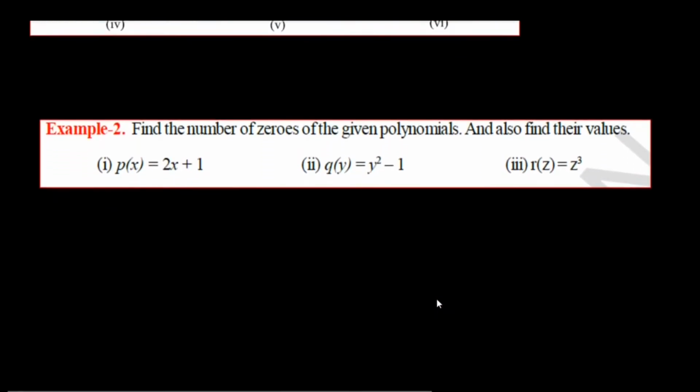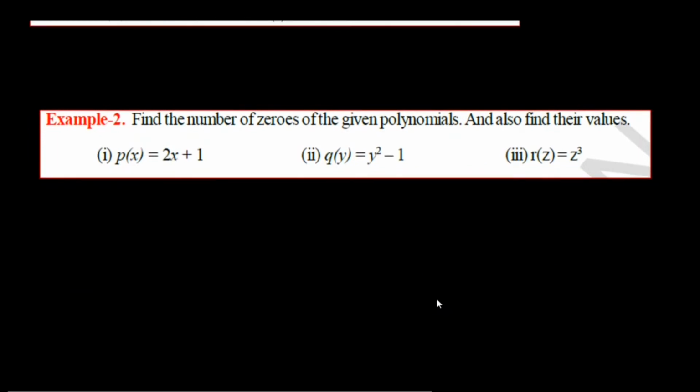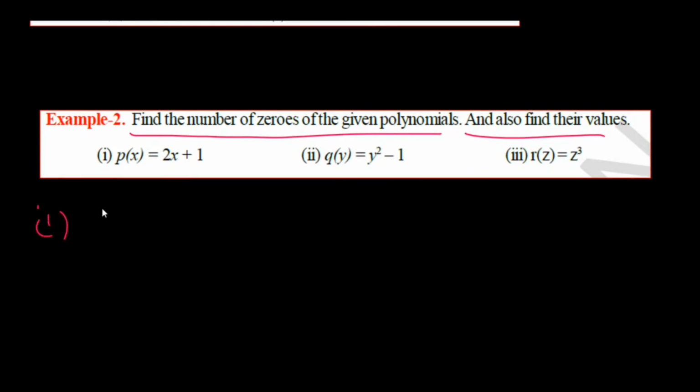Now let us look at example 2. Find the number of zeros of the given polynomials and also find their values. So first one is p of x is equal to 2x plus 1.